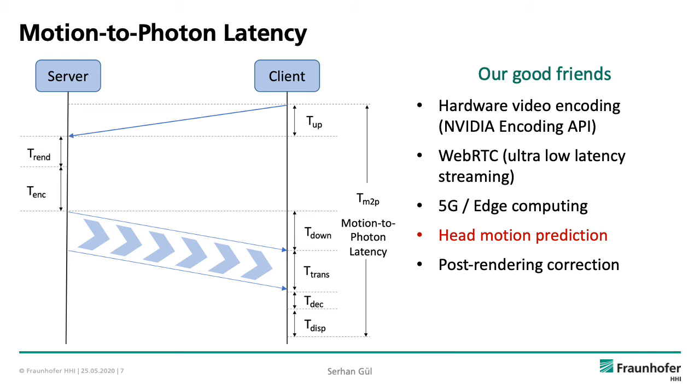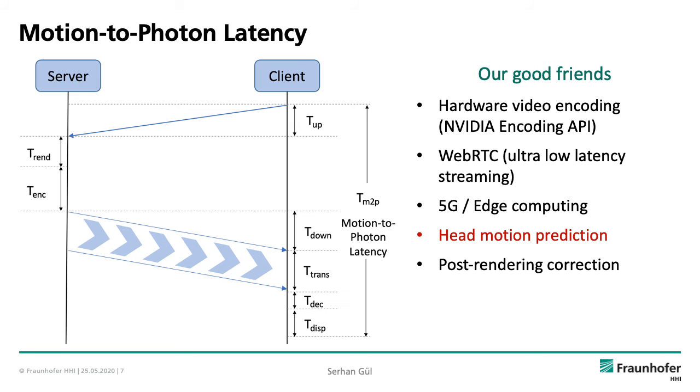Thirdly, we all know that 5G is reducing the latencies in general, and we also use an edge server to further decrease the latency in our system. The next point is the prediction of the user's six-degrees-of-freedom head motion, which we investigate in our paper. This can completely eliminate the motion-to-photon latency if the prediction is performed with a high degree of accuracy.